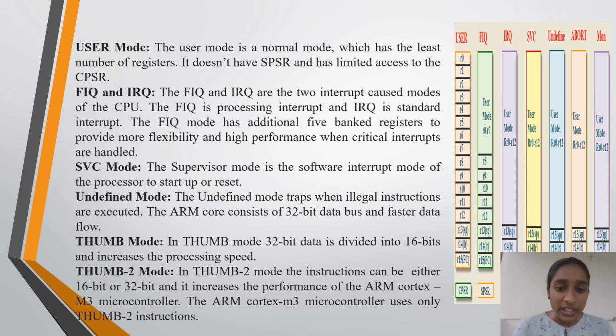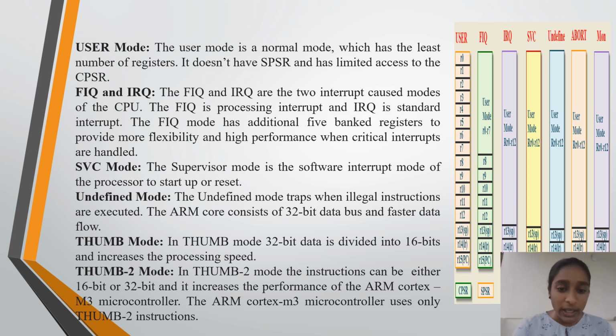SVC mode. The supervisor mode is a software interrupt mode of the processor used to start up or reset. Undefined mode. The undefined mode traps when illegal instructions are executed. The ARM core consists of a 32-bit data bus and faster data flow. Thumb mode. In thumb mode, 32-bit data is divided into 16-bit, which increases the processing speed.